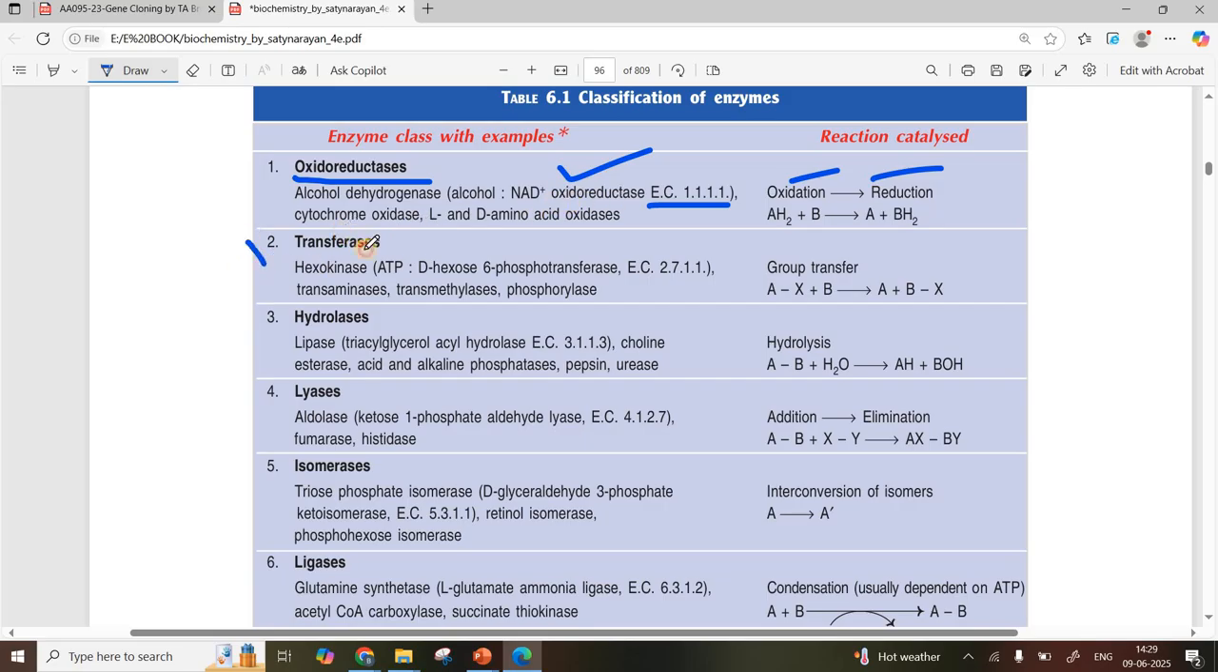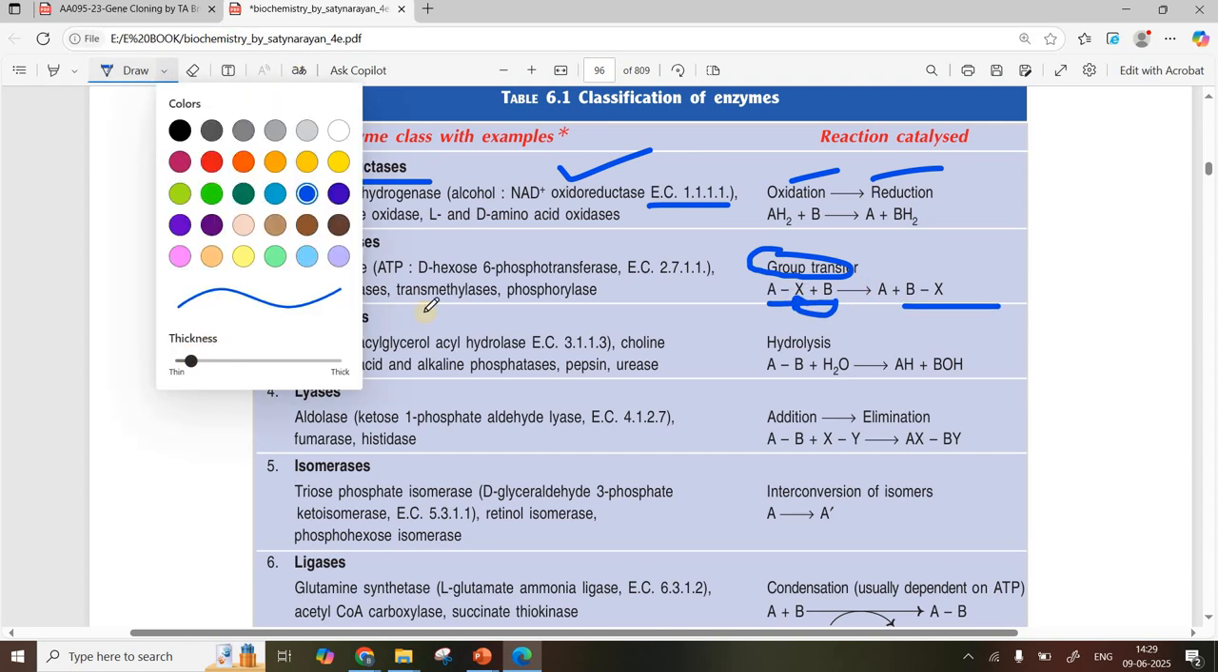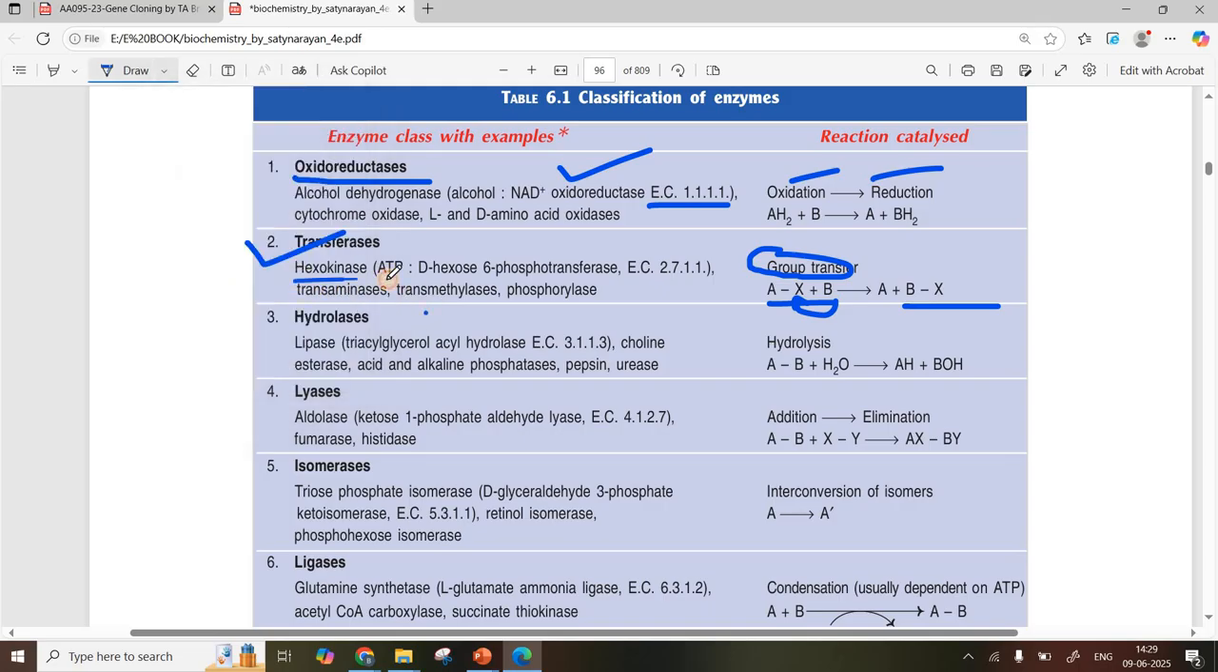The second category is transferases. They do group transfer: AX plus B gives A plus BX, so you can see the group leaves one and goes to the other. An example is hexokinase, which transfers a phosphate group to glucose, forming glucose 6-phosphate.